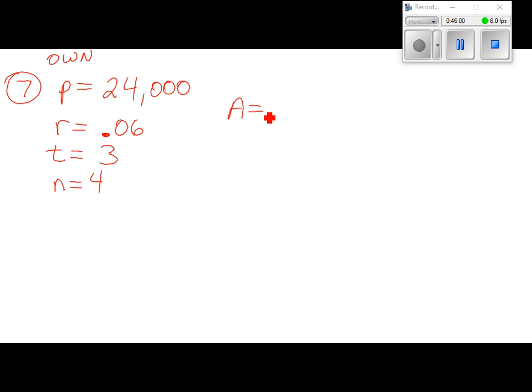But let's see how much money he had. So if we plug all that in, that's 24,000 times 1 plus 0.06 divided by 4, and then 4 times 3, which is 12.